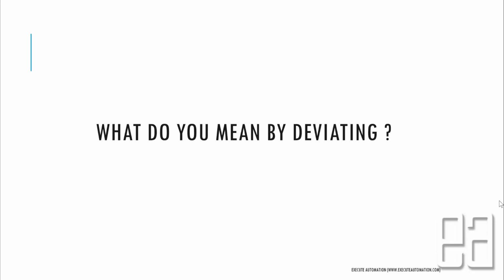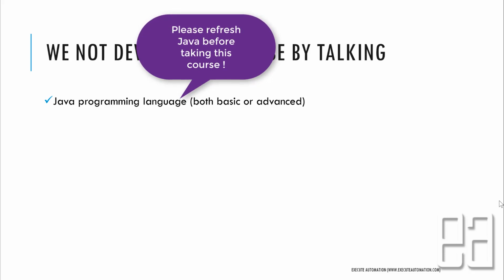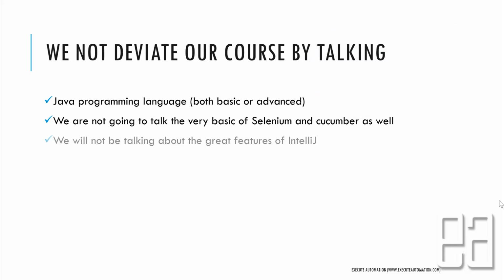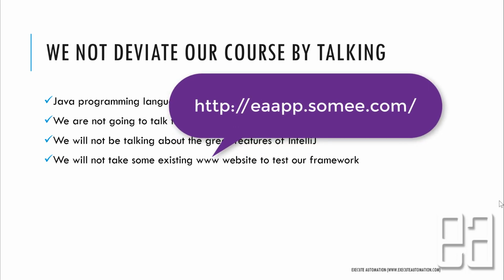What do you mean by deviating? We will not deviate our course by talking about the Java programming language, like both basic and advanced topics, something like error handling and how to work with Java, what are classes and objects. We're also not going to talk about very basic Selenium as well as Cucumber. And we'll not be talking about the great features of what the IntelliJ IDE has got, and we will not be taking some existing www website to test our framework.